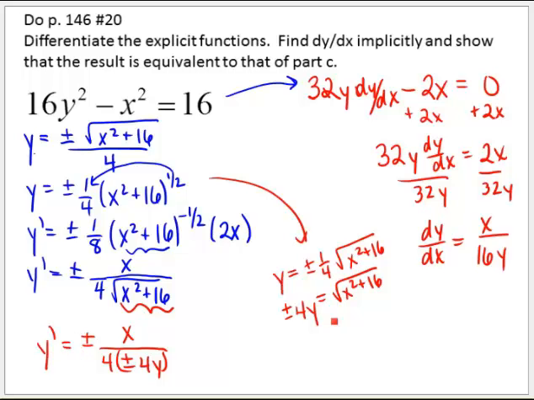This does give me the same answers. I still ended up with x over 16y for my dy over dx. So it's much easier to use implicit differentiation than trying to use that explicit form.